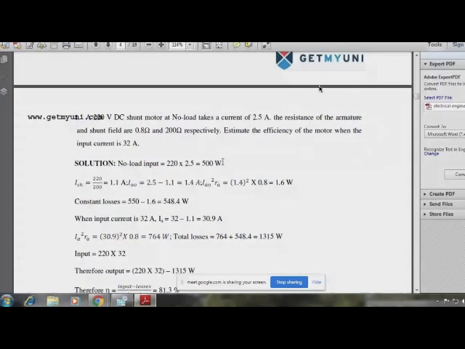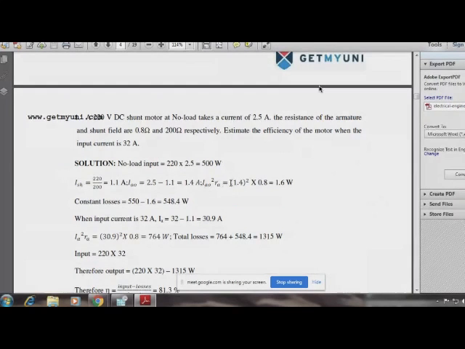Yes, sir. The shunt field current is 220 by 200. 220 is the voltage across, 200 is the resistance of the field. That is 1.1 amps. And the armature current under no load is 2.5 minus 1.1, because this 2.5 is the input current. That minus the field current under no load is the no load armature current, which is 2.5 minus 1.1, 1.4. Is it fine?